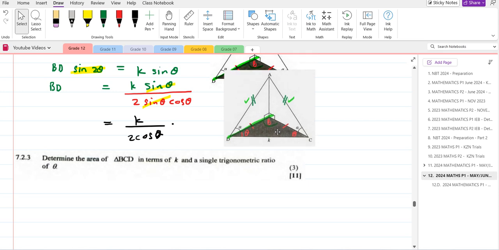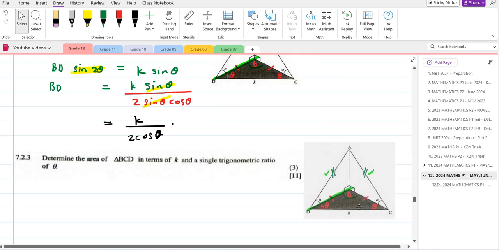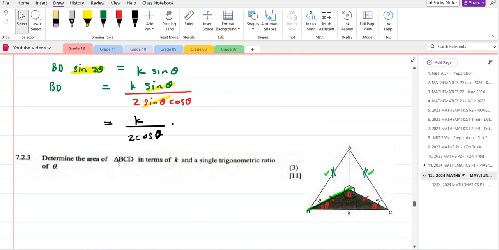Let's bring this down here in the side. Now determine the area of triangle BCD in terms of K and a single trigonometric ratio in terms of theta. So we have to use K, alright? So I'm going to use that angle theta here. In terms of K, let's use this side. So we're going to use this side here. That's the information we have.